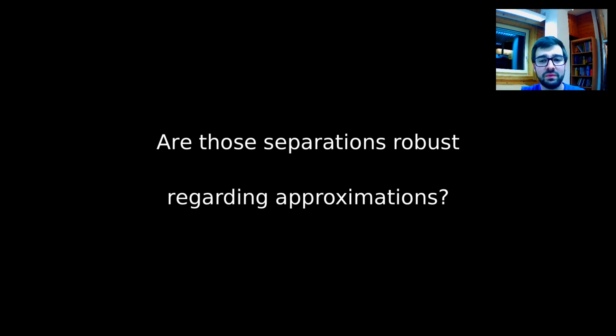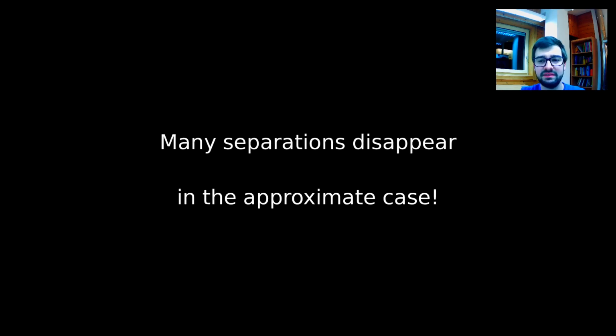And what we have shown was that many separations disappear in the approximate case. So going back to our example of separable matrices, we have shown that under some reasonable normalization condition, every separable matrix can be approximated such that the separable rank is independent of the dimension. And this in fact closes the gap between rank and separable rank.